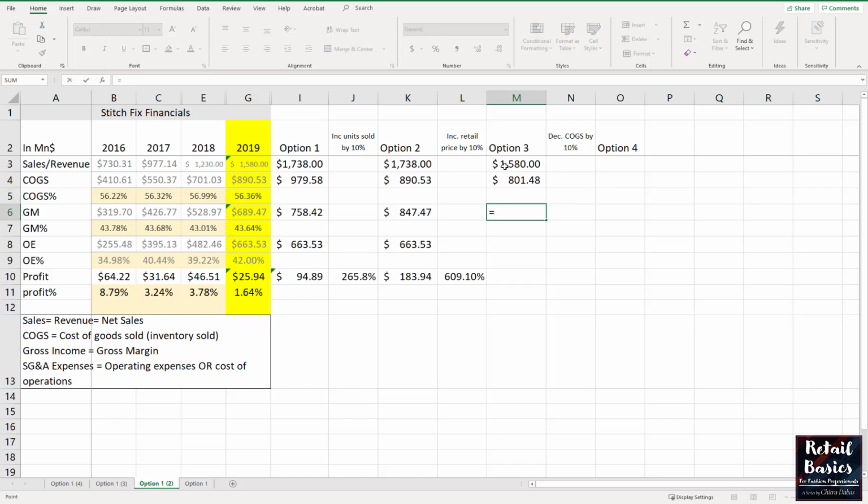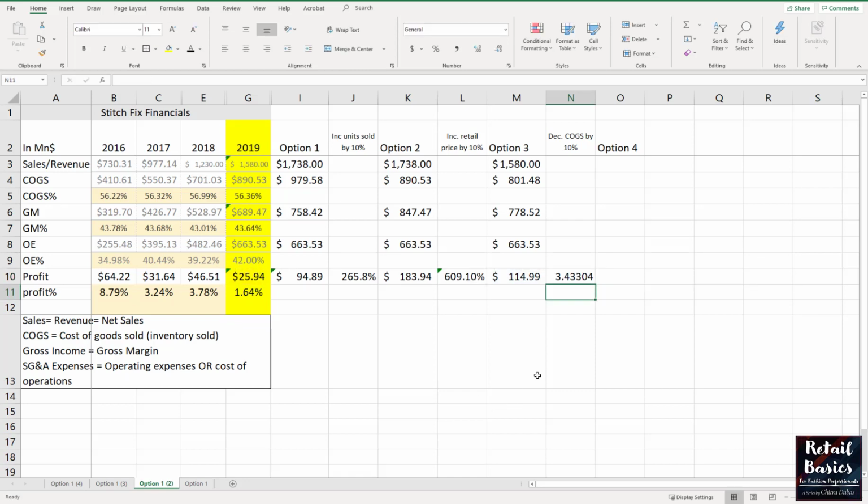Gross margin then will be equal to sales minus cost of goods sold. And we see that gross margin increased as compared to 2019 in this scenario. Operating expenses we are keeping the same as last year. That will lead to profits of 114.99 billion. This would be an increase of 343% over 2019. So it's still a great scenario.